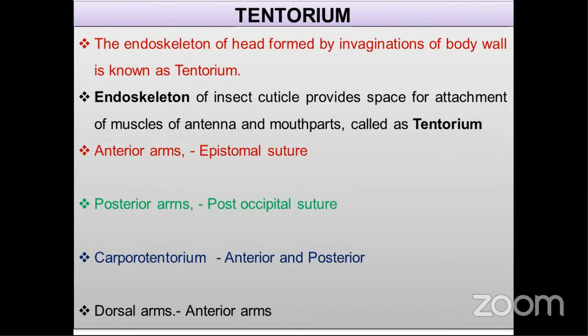Like that, posterior arms form with the help of the post-occipital suture. The post-tentorial pits, which arise bilaterally from the post-occipital suture, form the posterior arm. Both anterior and posterior arms together form the carpotentorium. Next, dorsal arms: the anterior arms extend into the dorsal arms, which are secondary outgrowths of the anterior arms. So that's all about the tentorium.